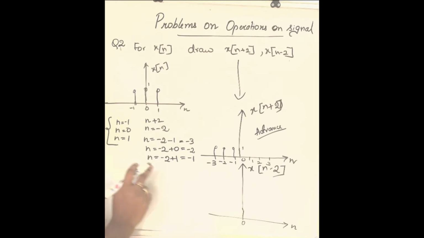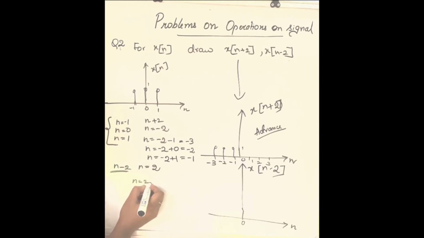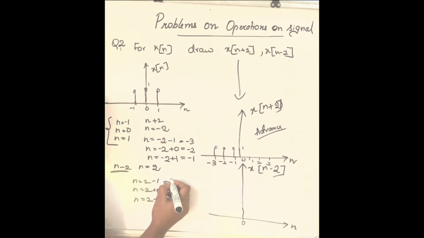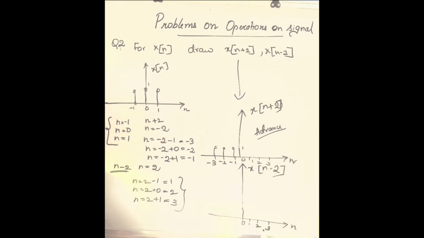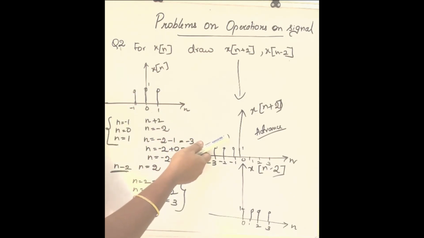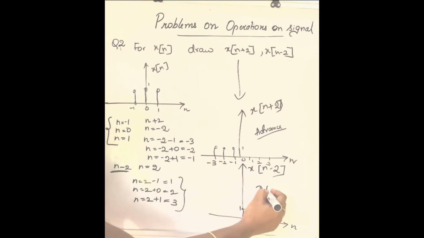Next, for the same instances, write for n minus 2. When you say n minus 2, your n becomes 2. So now write for all the three instances. Minus 1, 0, 1 gives 1, 2 and 3. So these are the new instances. Again, the amplitude will be 1 for all the three. There is no change in the amplitude. So if such a question is asked, you are asked to do an advanced shifting and a delayed shifting.